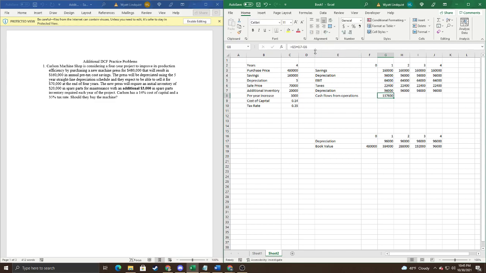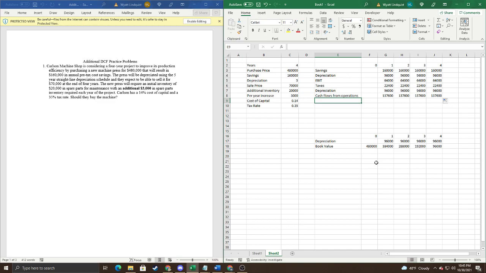So what we're doing is we are adding our earnings before income tax to our depreciation, because remember, depreciation isn't actually a cash flow, so we're just adding that back in, and then we're going to subtract out our taxes. And so we're going to just copy that all the way across, and essentially we're going to have an increased cash flow from operations of $137,600 also. So that's our cash flow from operations.